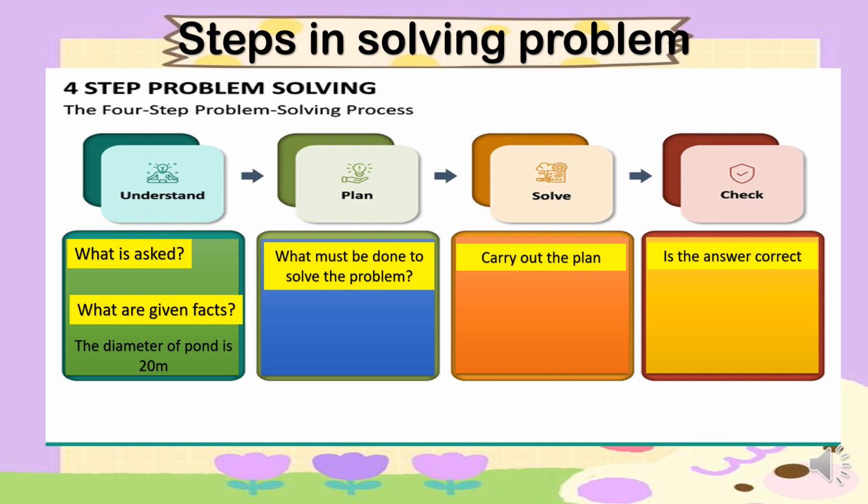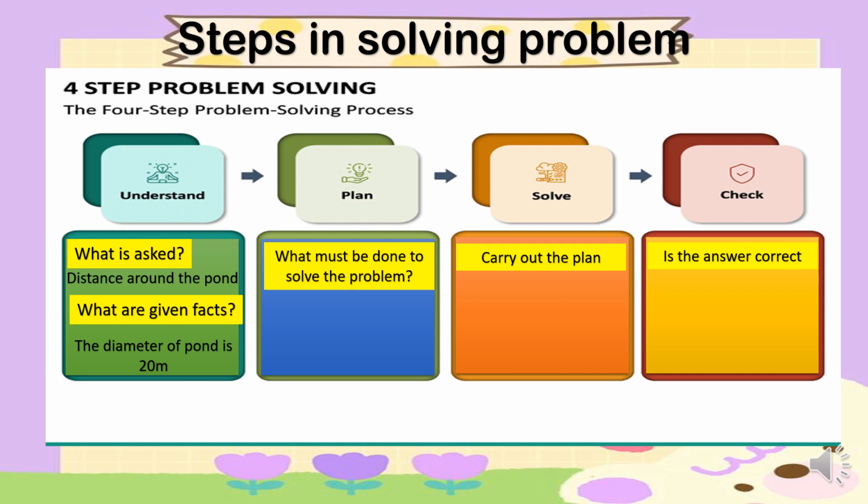So again, here are the steps in solving a problem. We have the 4-step problem solving. First, we have to understand. Number 2 is plan. Number 3 is solve. And number 4 is check. Under understand, you have what is asked. In the problem, what is asked is the distance around the pond. And what are the given facts? The diameter of the pond, which is 20 meters.